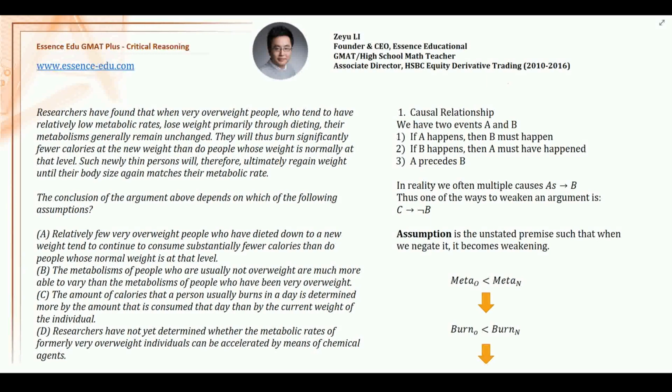Today we will talk about one critical reasoning question. Unlike reading comprehension, where we start with the passage, in critical reasoning we should start with the question. Let's begin. The conclusion of the argument above depends on which of the following assumptions.